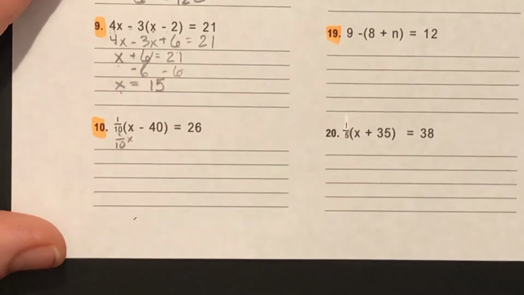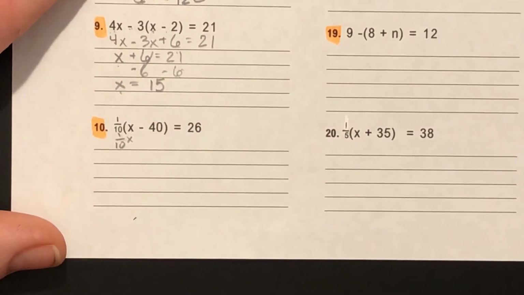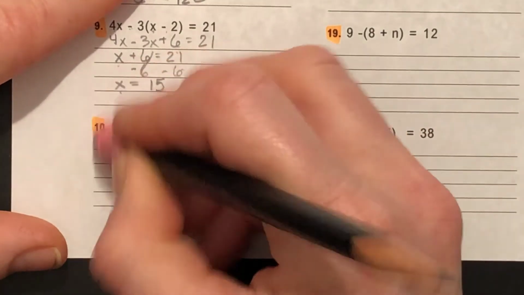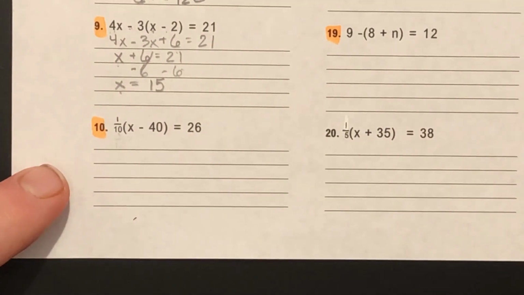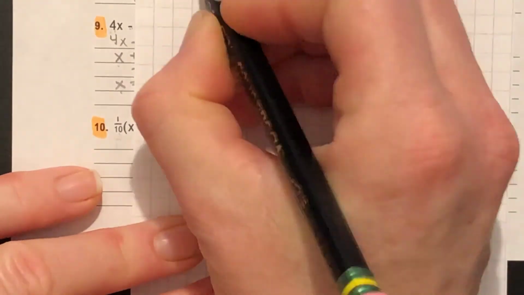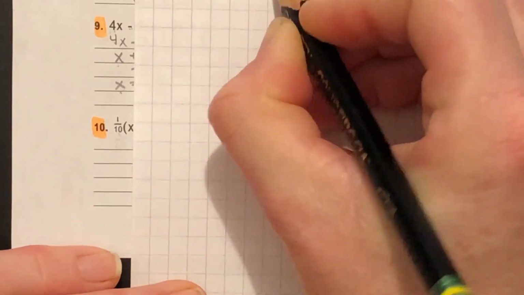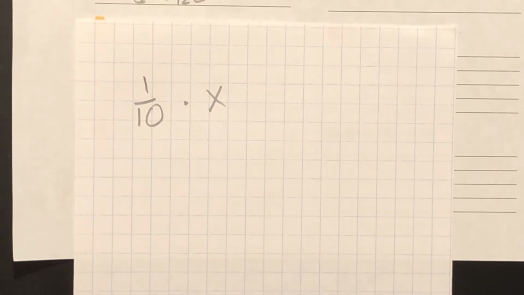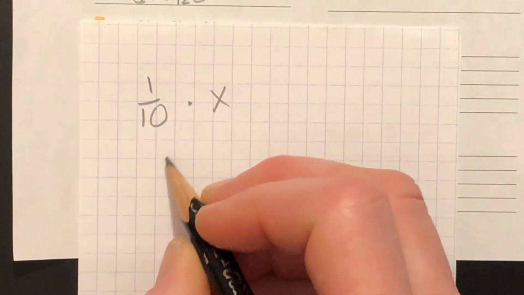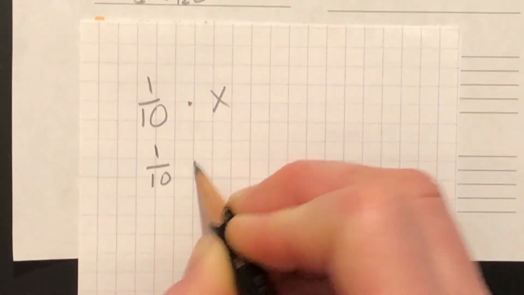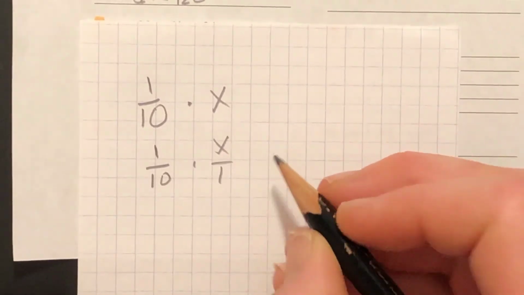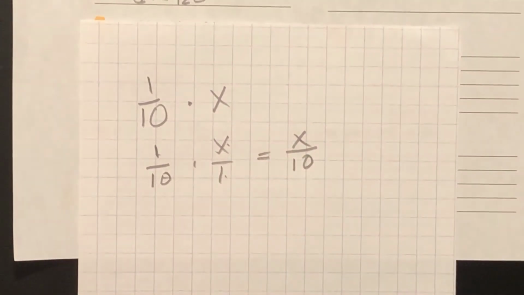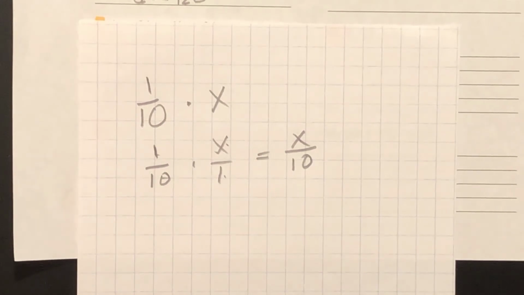1/10 times x. Whichever you prefer. I prefer to do x over 10. Look here. 1/10 times x. I'll write it as two fractions. Equals 1 times x is x, 10 times 1 is 10. See how that works? So you see, it is truly x over 10.